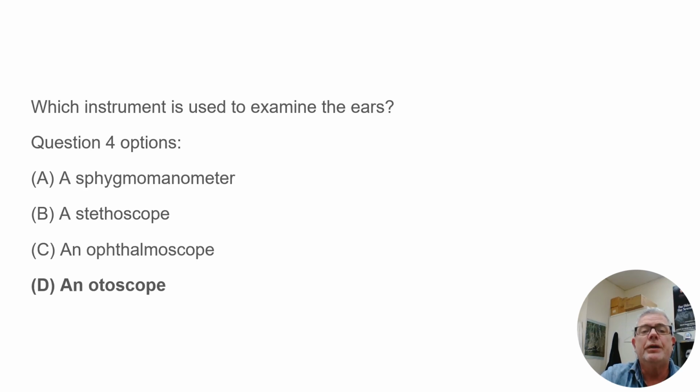Which instrument is used to examine the ears? And that would be D, an otoscope. Otic drops are medications used for the ears. The prefix oto refers to the ear. A sphygmomanometer, as you know, is a fancy name for a blood pressure cuff. You know what a stethoscope is, and an ophthalmoscope is something used to look in the eyes, which I think is one of your questions for later on.